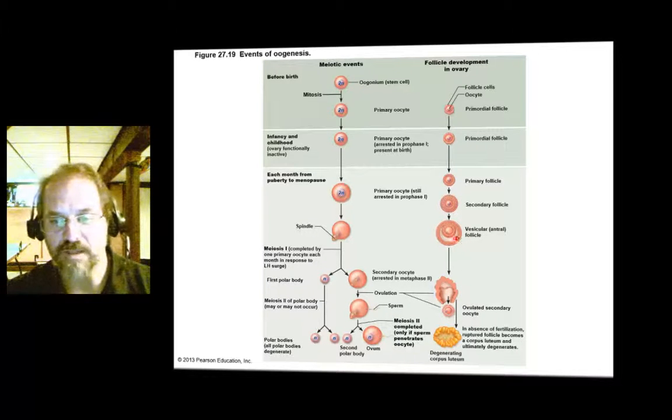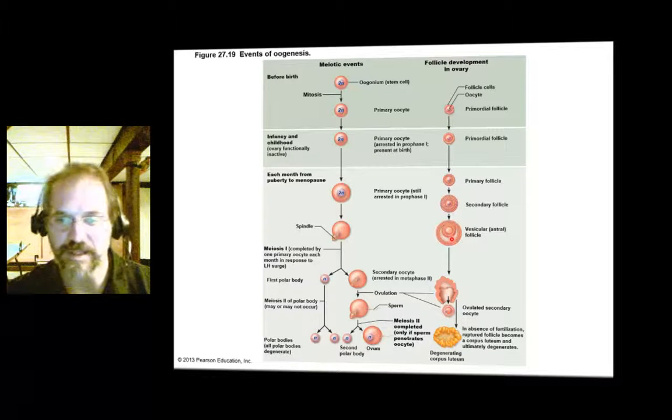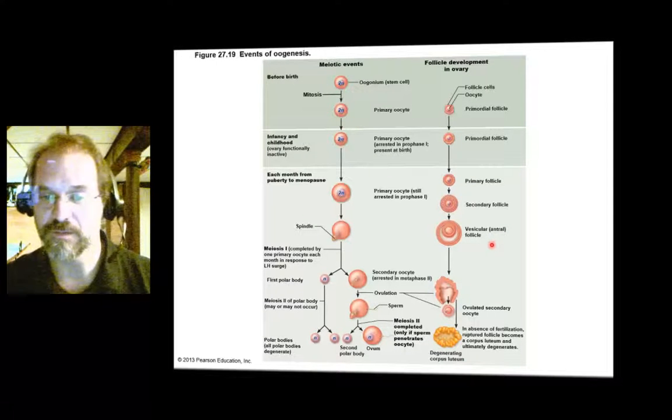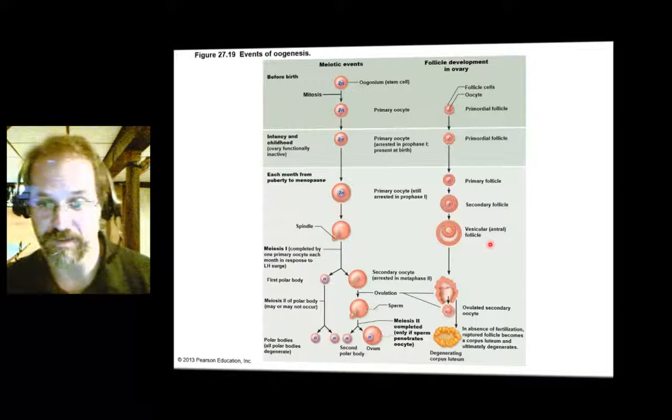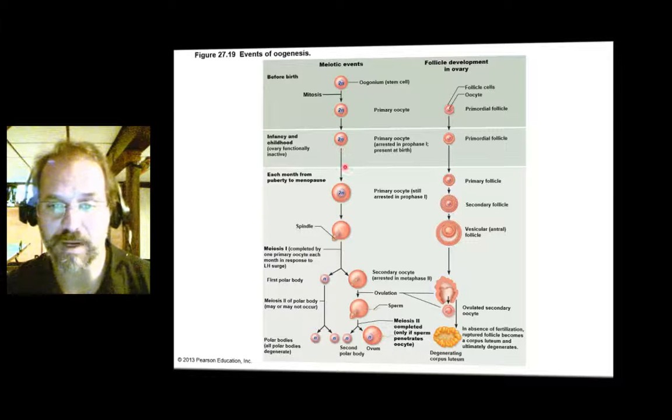A vesicular follicle is just an enlarged secondary follicle. Some people call that opening there, that clearing that's full of fluid, the antrum, so they call this an antral follicle. So you can have a vesicular follicle, which is the same thing as an antral follicle, which is just a maturing secondary follicle. Meanwhile, this is still a primary oocyte the whole time.